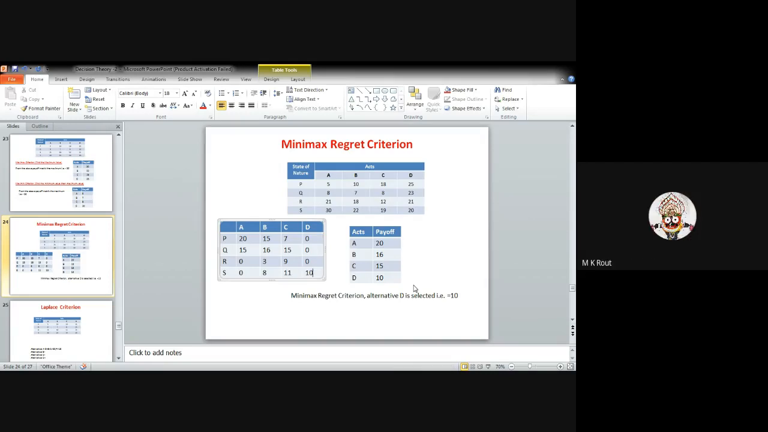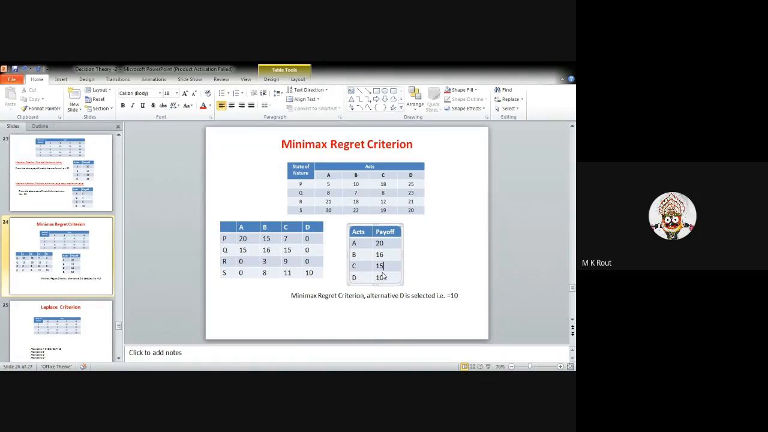Yes, sir. Then make another table. In that table, the first column belongs to the course of action. We have A, B, C, D. In case of A, which is the maximum value? 20 is the maximum value. In case of B, 16 is the maximum value. In case of C, which is the maximum value? 15. Okay, that is 15.